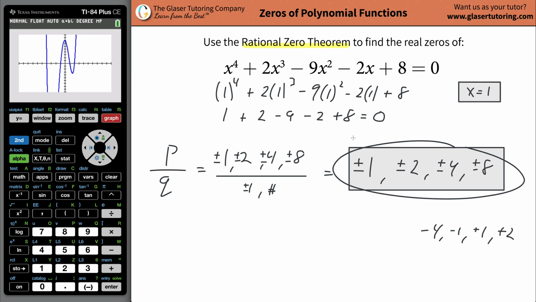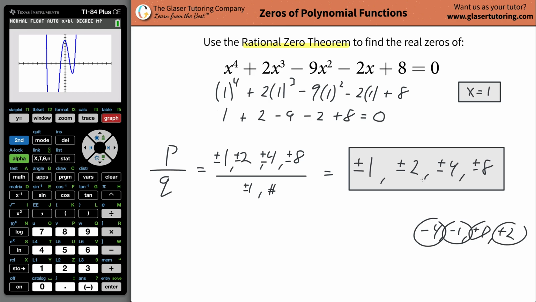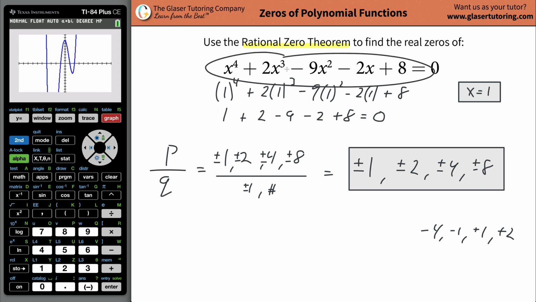But that's kind of inefficient, right? So what you can do now is take the -4, take the -1, +1 we already did, and +2, plug those values in, and what you'll see is that you're going to get the value of 0 when you plug them in. And that's how you know that they're zeros, because after you evaluated them, the overall function resulted in a value of 0.